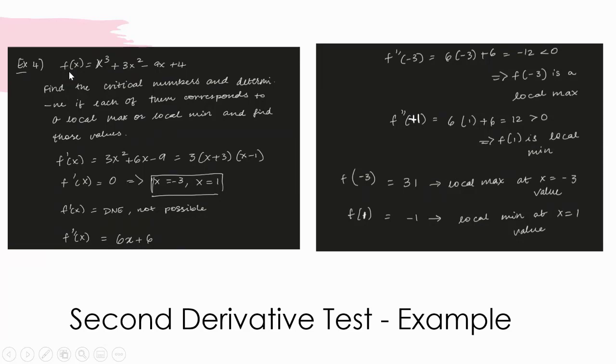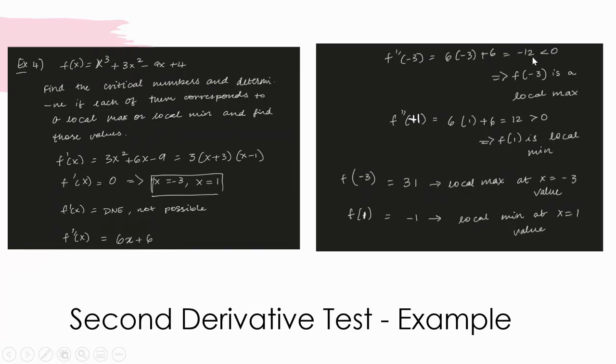So here we have the function, and we find the critical points and then see if there's a local maximum using the second derivative test. So the first thing we do is find the first derivative and set that equal to 0, and then we find the points -3 and 1. And then we take the second derivative of the function. And now we take the critical points, or the cut points, and plug them into our second derivative.